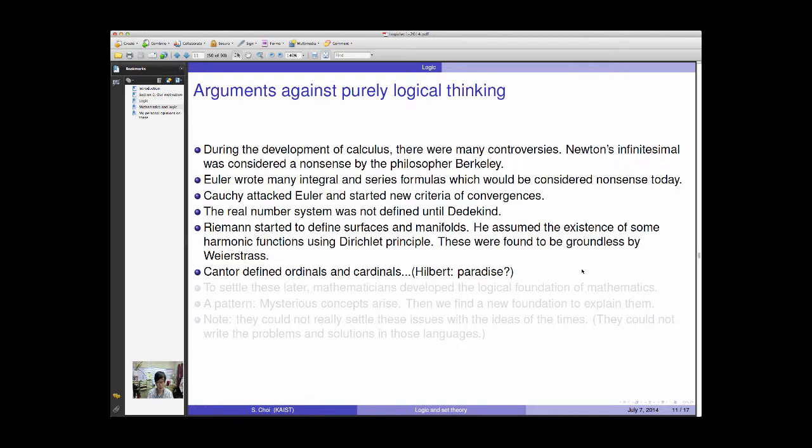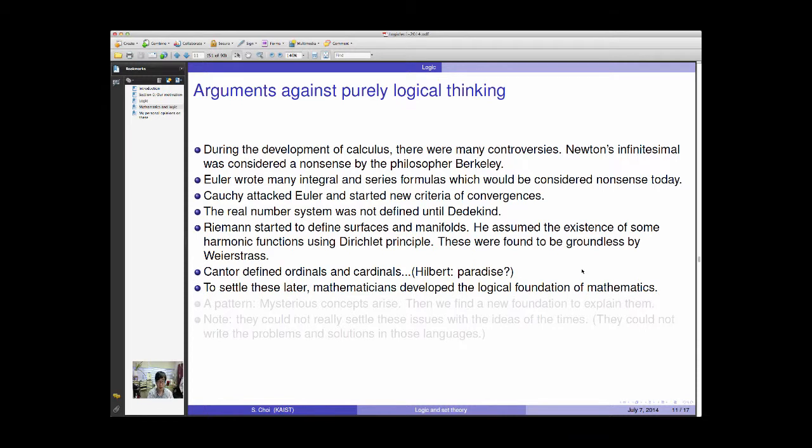Cantor defined ordinals and cardinals. Hilbert called this a paradise, but during this time they didn't accept this. Another thing was that Cantor's definition is really too big and too wild, so we don't really use his definition, but we use a modified version of ordinals and cardinals in the set theoretical framework today.